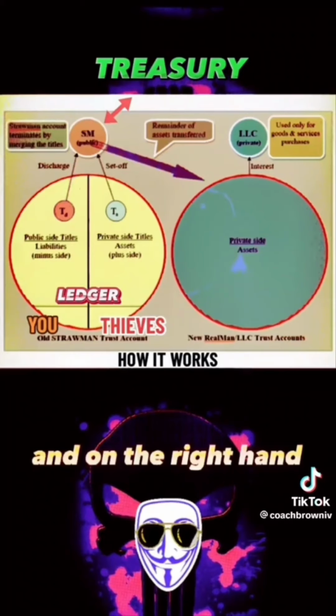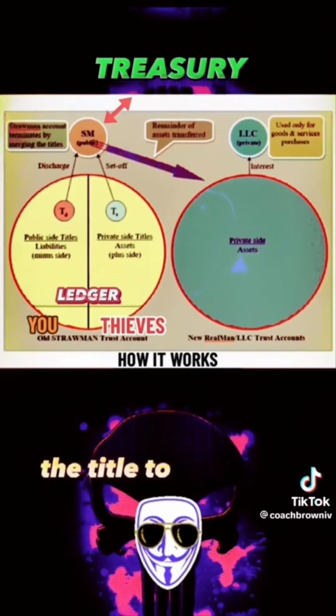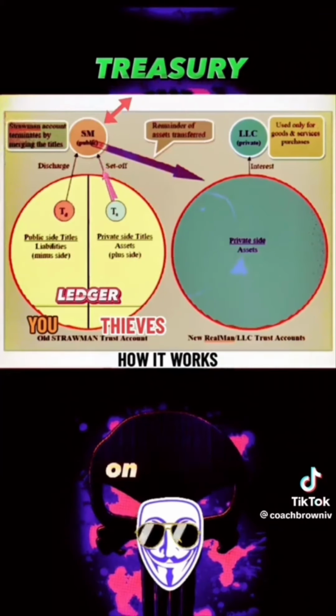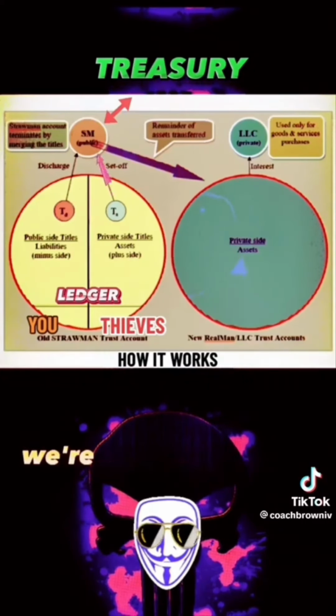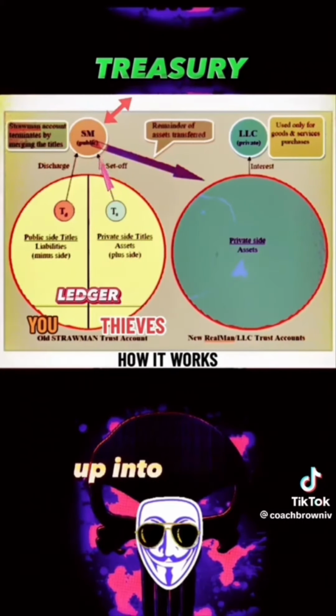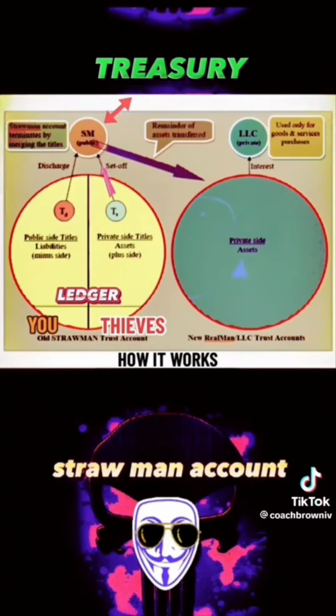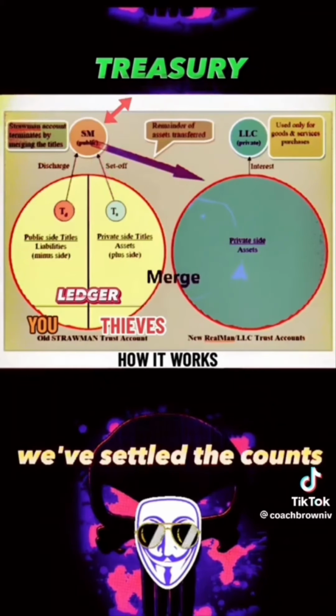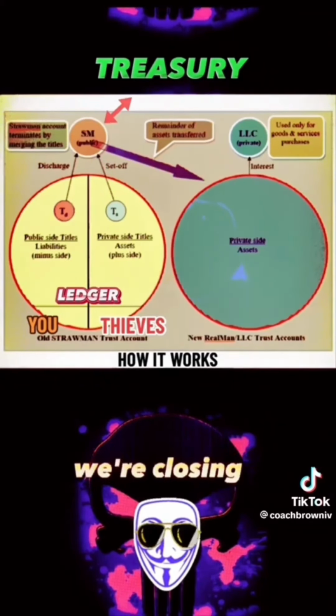And on the right-hand side, the TA, the title to the assets, which is going to be the same amount as the TD on the left. They're going to be equal. We're going to move that title. We're going to draw a line up from that TA up into that SM straw man account. Now what we've done is we've settled the accounts. In effect, we're closing it.